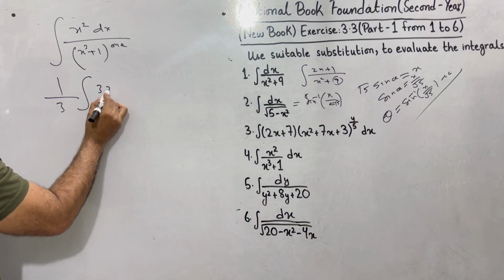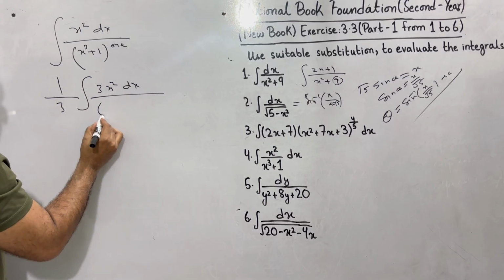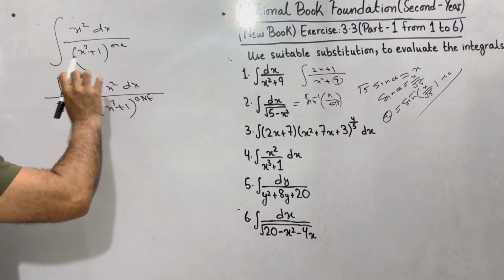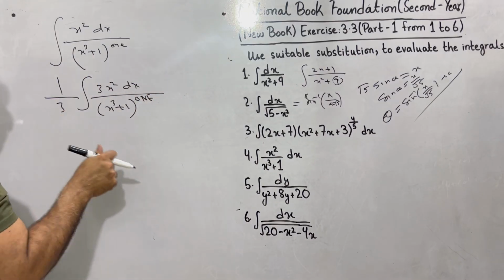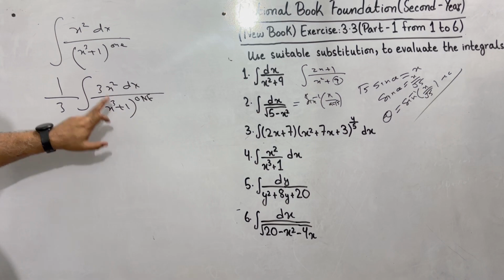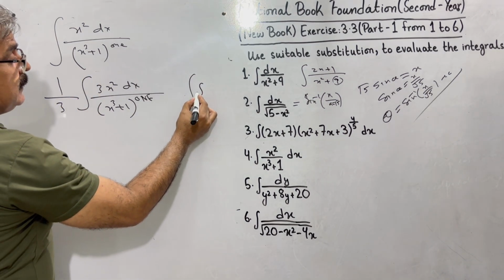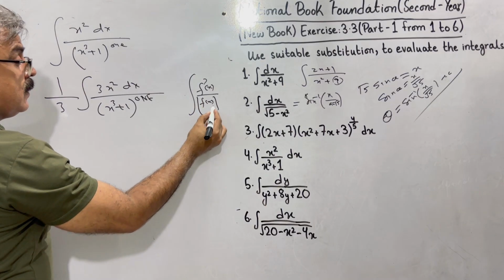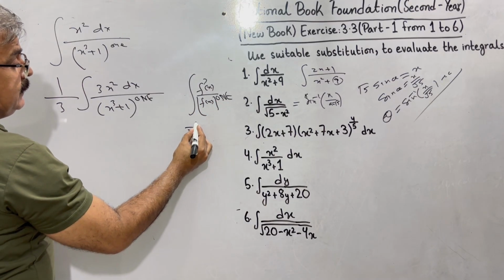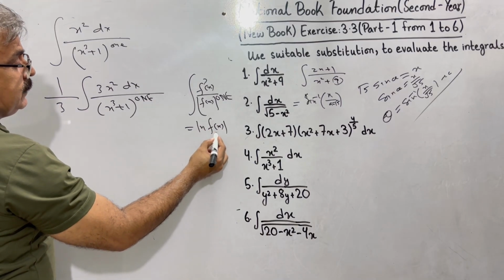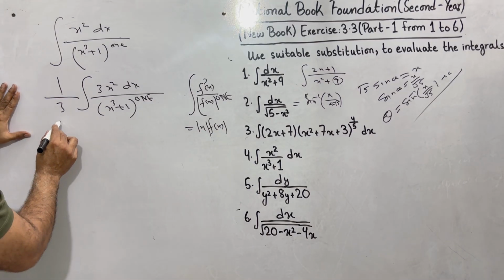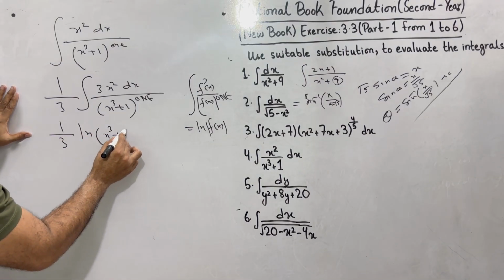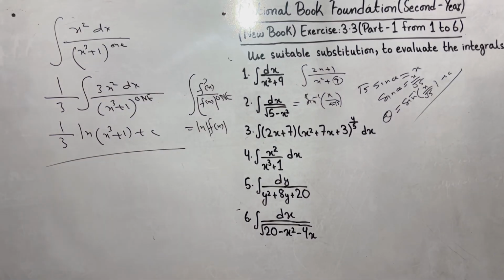1 over 3, it will become 3x square dx divided by x cube plus 1, overall power 1. I am writing this in words, even in capital letters, to emphasize the underlying situation: function derivative. The derivative is present in the numerator, the function is in the denominator, having overall power 1. It is the case of the ln function, of whatever is present in the denominator. Same here: 1 over 3 ln of the function present in the denominator. That's our answer in that case.